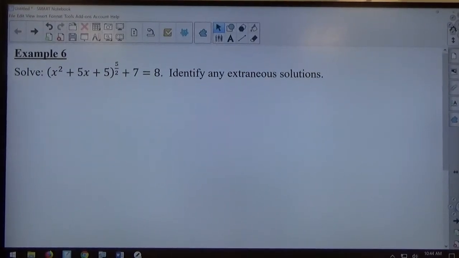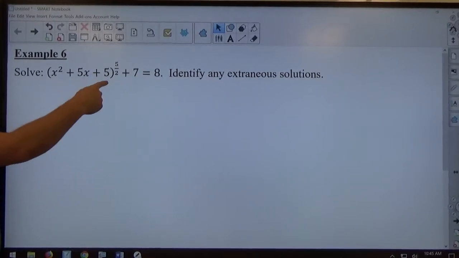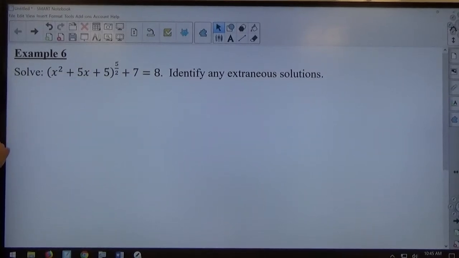So we'll continue with radical equations. These radical equations are going to be in the form of fractional powers. A fractional power is, in essence, a radical. This is a 5 power, so it's a square root of this to the 5th power.